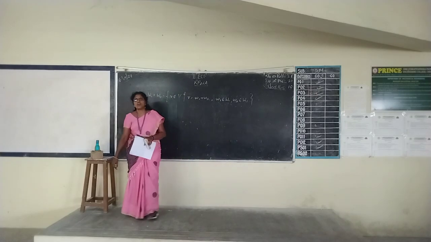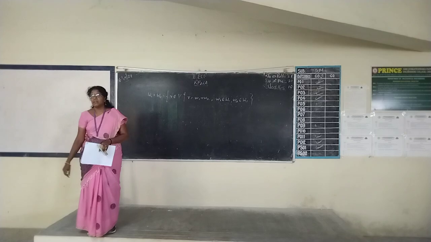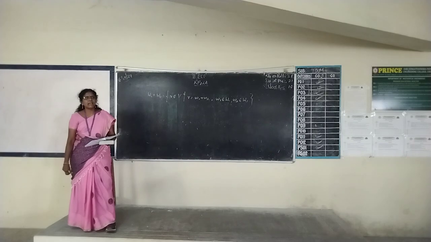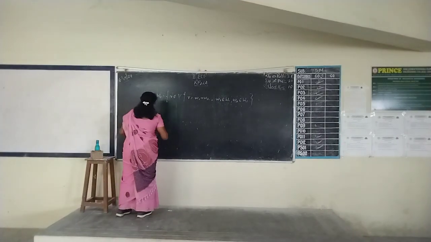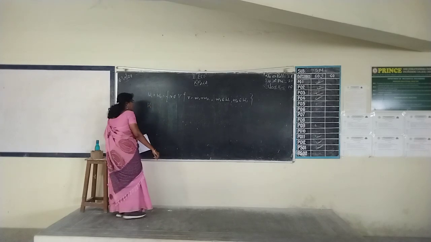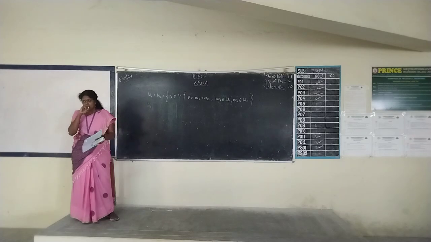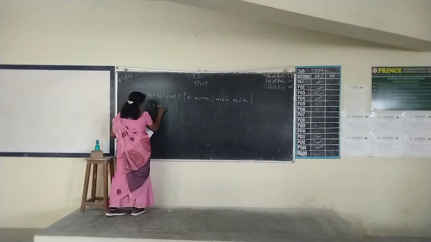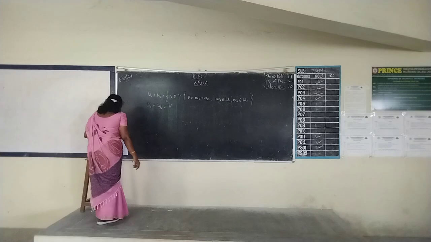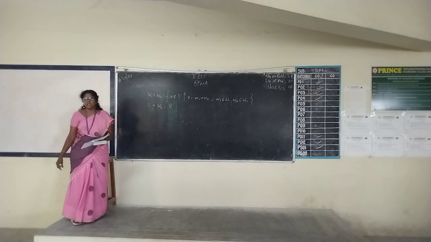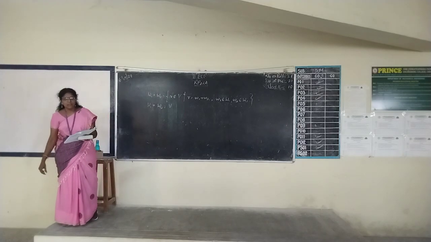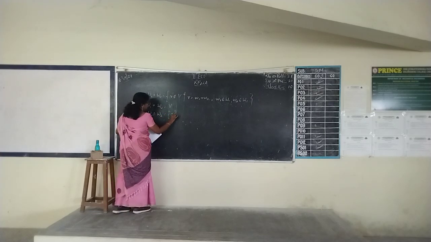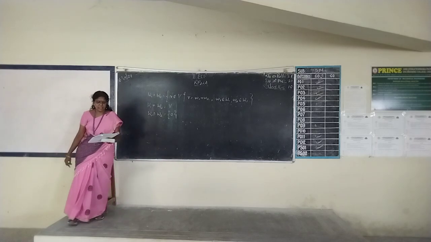Then V is called the direct sum of W1 and W2 if, first condition, W1 plus W2 should be equal to V. Second one, W1 intersection W2 equal to the singleton set {0}.